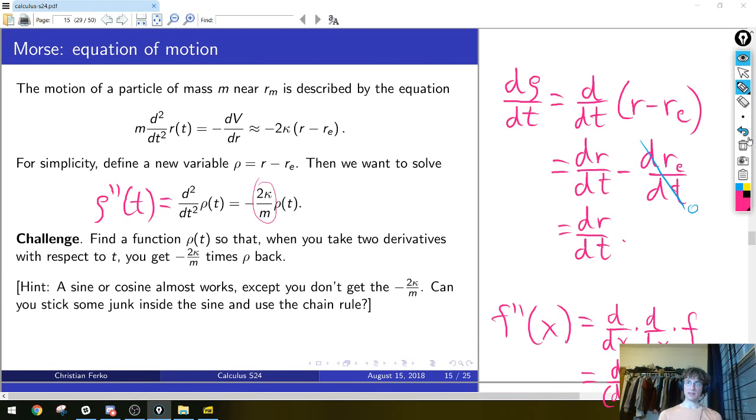Now it's slightly different. I'm asking you to cook up a function so that when I take two derivatives, I get this number times rho back. So I've given you a hint. Take a minute or so and see if you can find a function that does that. This is a typo. It should be plus. You do get a minus.